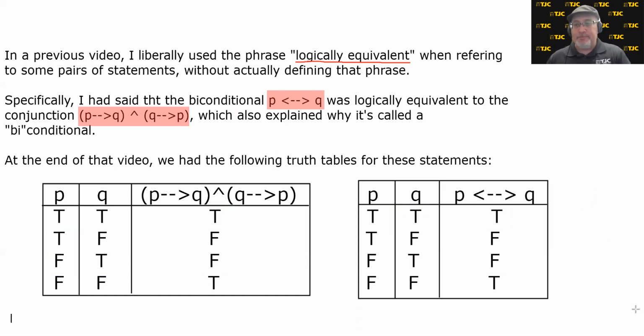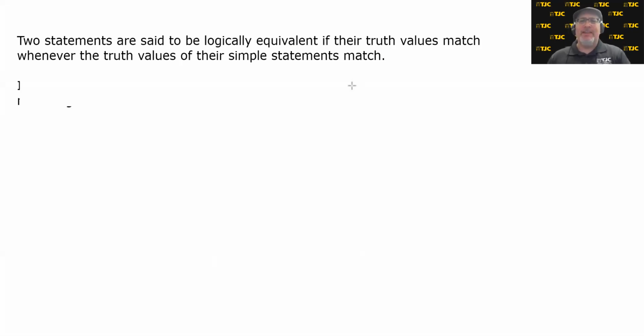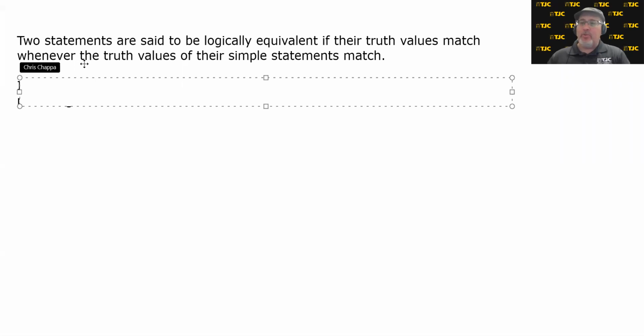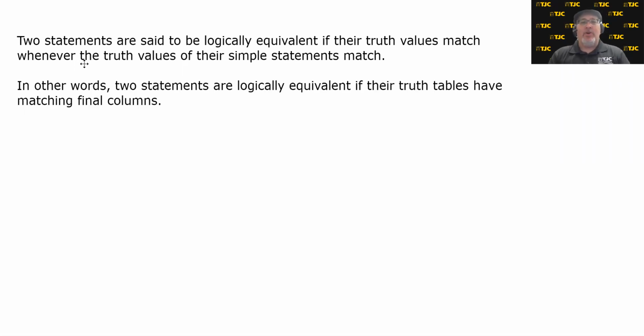That's a mouthful. Two statements are said to be logically equivalent if their truth values match whenever the truth values of their simple statements match. But there's an easier way to say that. In other words, two statements are logically equivalent if their truth tables have matching final columns. And that's what you should really latch on to. Logically equivalent statements have matching final columns. Because to answer the question, are these statements logically equivalent, you'll be asked to build a truth table for each and compare their final columns.